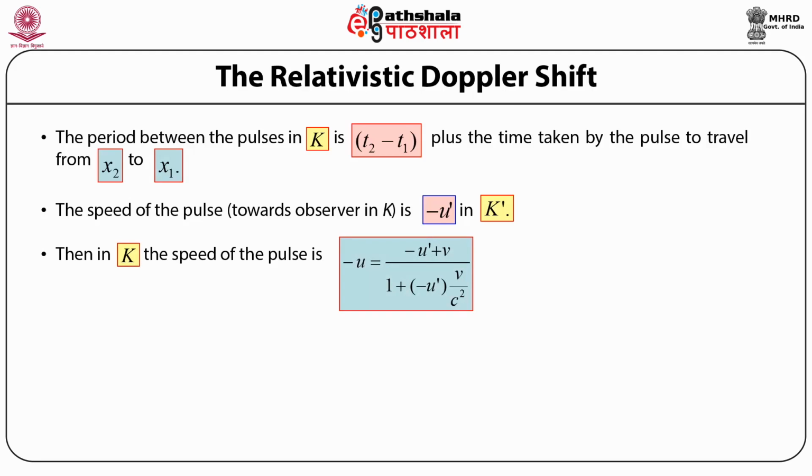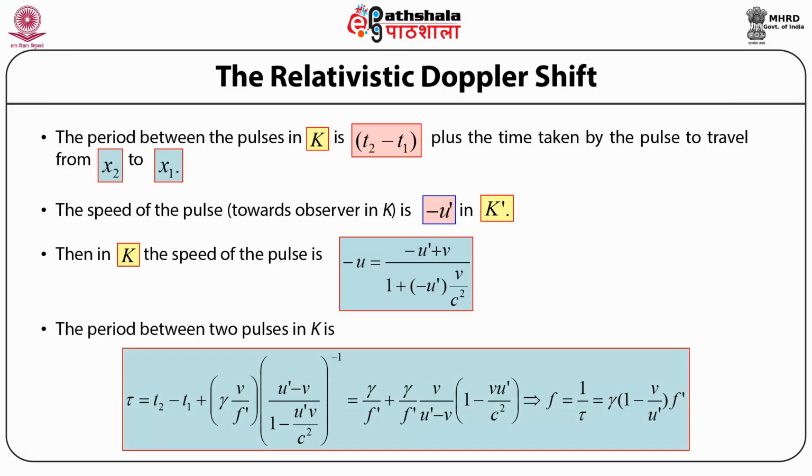Then in the K frame of reference, the speed of the pulse is given by -u = (-u' + v) / (1 + (-u' v / c²)). Here, what is important to note is that u is the speed of the pulse in the K frame of reference, and u' is the speed of the pulse in the K' frame of reference, while v is the speed of the frame K' moving along the positive x-axis with respect to the frame of reference K, and c is the speed of light.